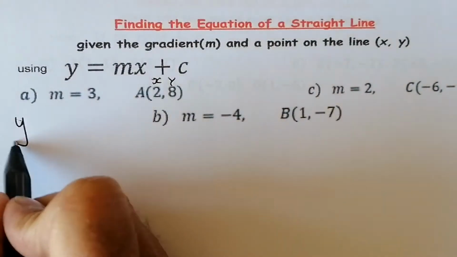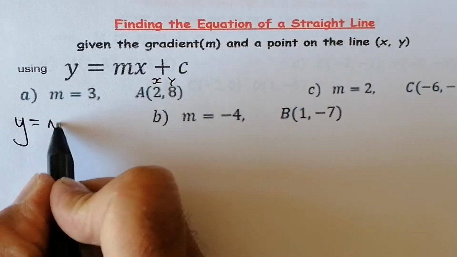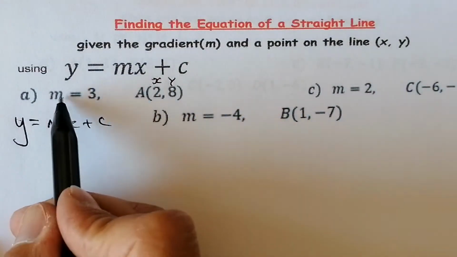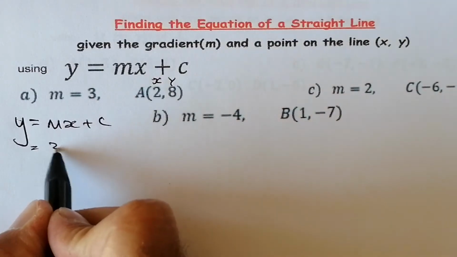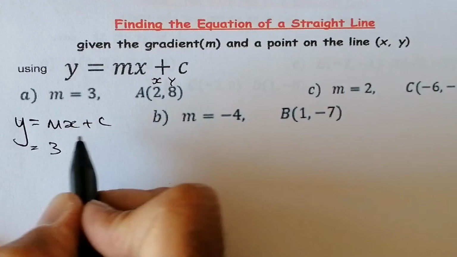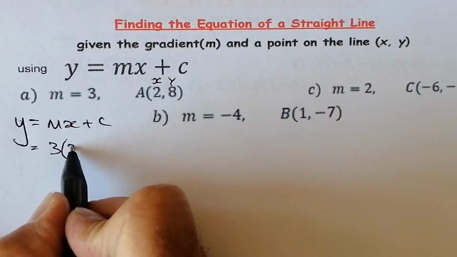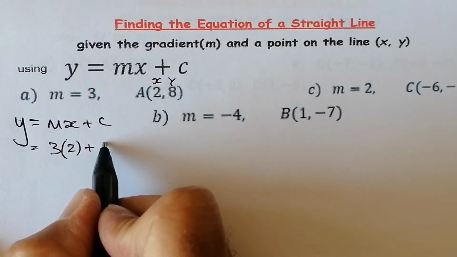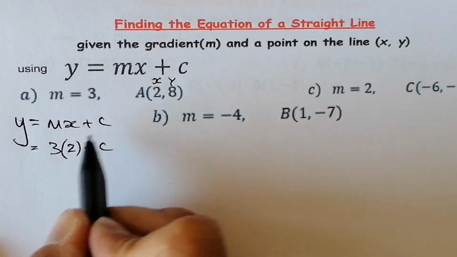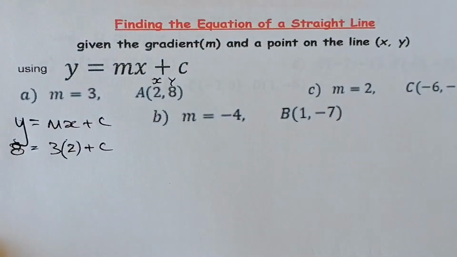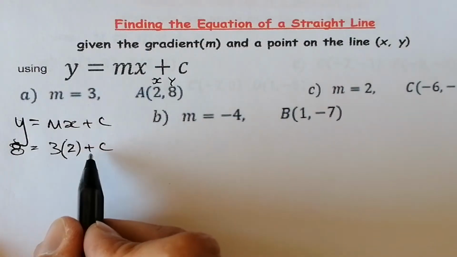So let's start by writing down the equation, y equals mx plus c. I'm going to substitute all these values in. I've got m is 3, so 3 for m. My x value is 2, so it's 3 times 2. I'm going to put it in a bracket, if that's okay with you. So that's 3 times 2 sitting there, plus c. My y value is 8, so 8 will appear on this side. So 8 equals 3 times 2 plus c.